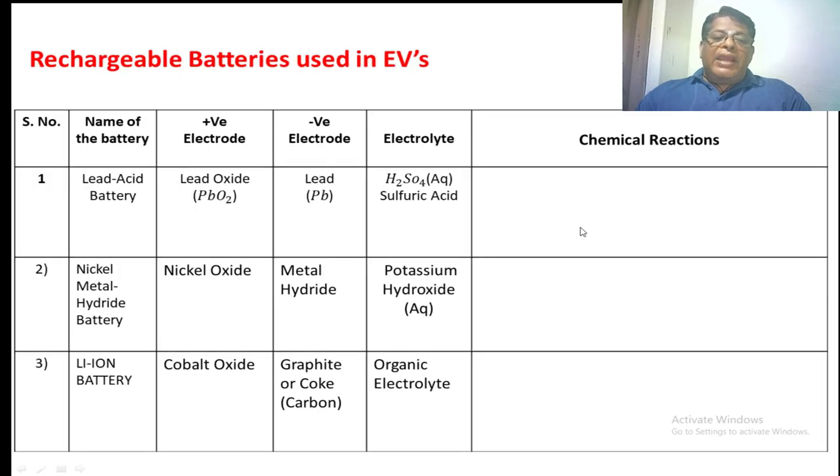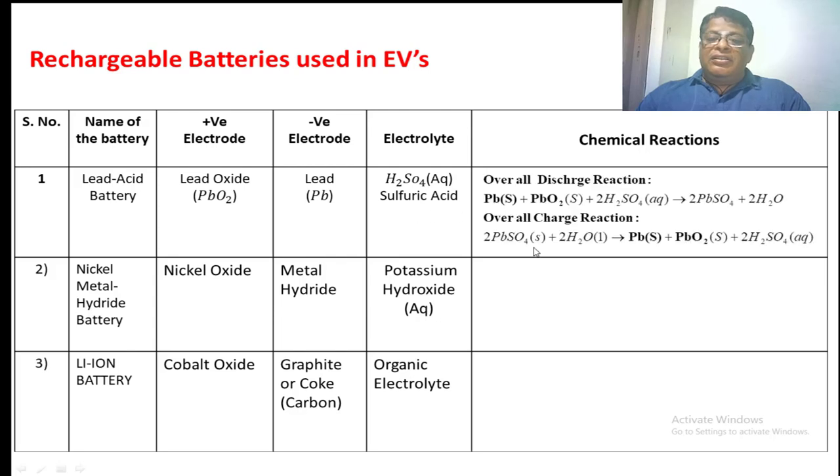Nearly five types of batteries are used repeatedly in electric vehicles. One is the lead acid battery. Already we have studied the lead acid battery. The positive electrode is lead oxide and the negative electrode is lead, with aqueous sulfuric acid as the electrolyte. This is the chemical reaction that occurs in a lead acid battery.